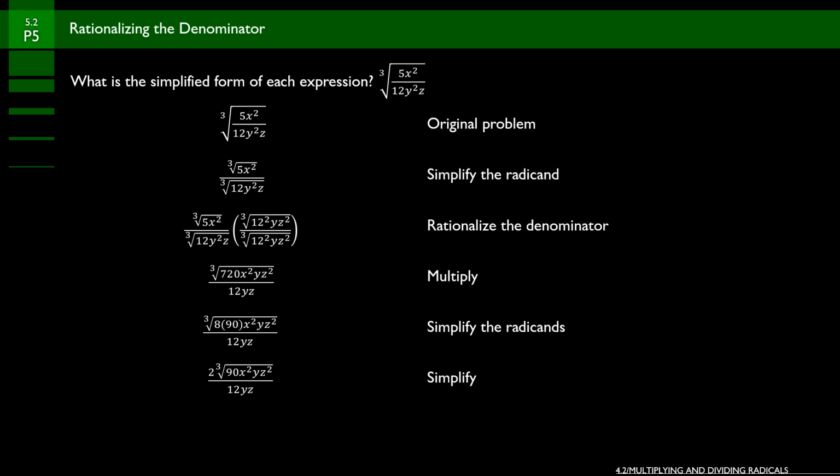Now what we can do is take that 2 and that 12 and reduce those. The 2 goes away, the 12 becomes a 6, and your answer is going to be the cubed root of 90x squared y z squared over 6yz.